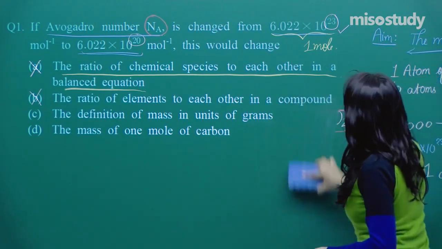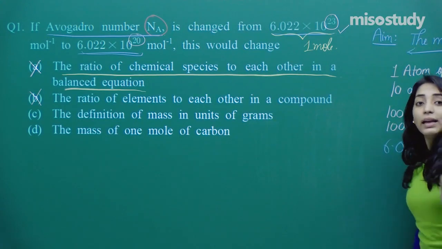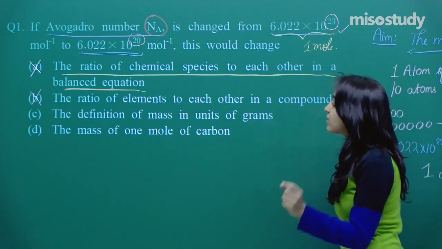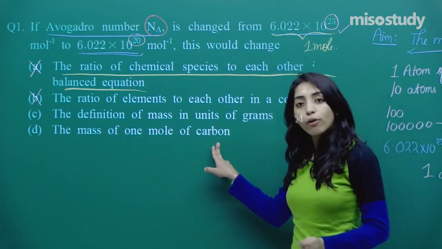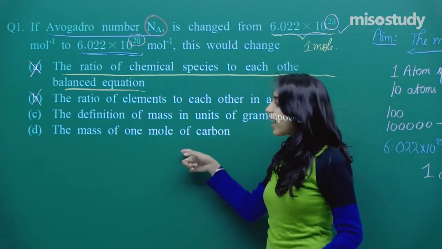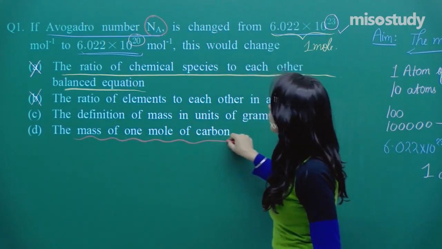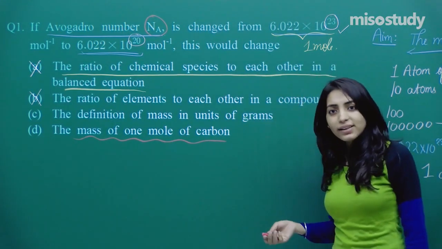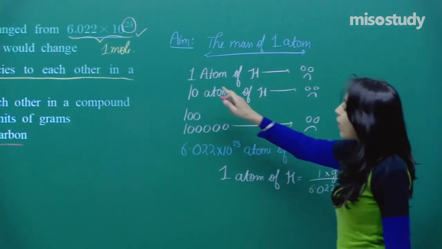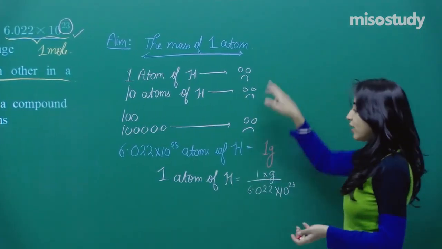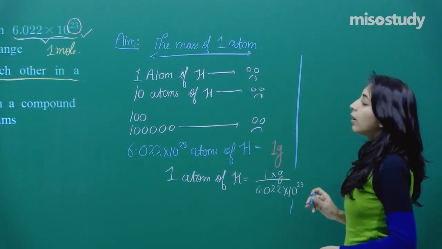The definition of mass in units of grams. Like, what is the definition of mass in the units of gram? And the fourth is the mass of 1 mole of carbon atoms. Let us directly look at the fourth one for the time being. He is talking about the mass of 1 mole of carbon atoms. Guys, earlier, look, come here. See, if I would have started with hydrogen, I did all this same thing. Now let me say the same thing for carbon atom.